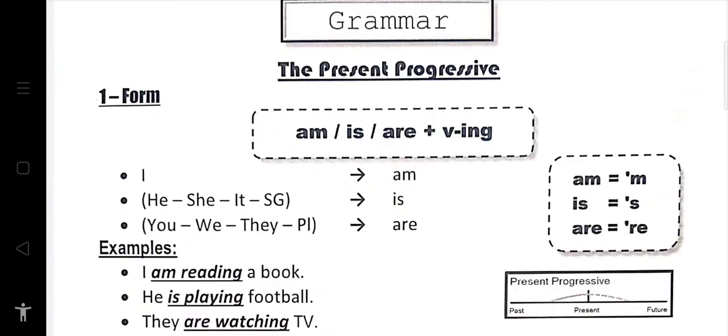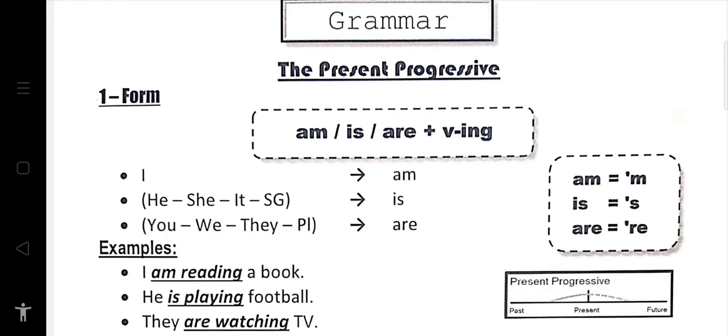Unit 2. The present progressive tense or the present continuous tense. The present continuous tense consists of am, is, or are plus verb plus ing. Am always comes with I, is always comes with he, she, it, or the singular noun. Are always comes with we, they, you, or the plural noun. And we can abbreviate am to 'm, is we can abbreviate it to 's, and are we can abbreviate it to 're.